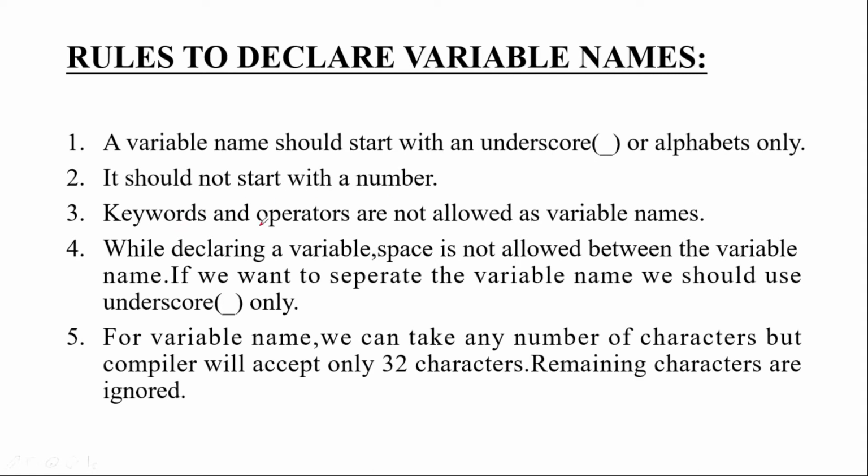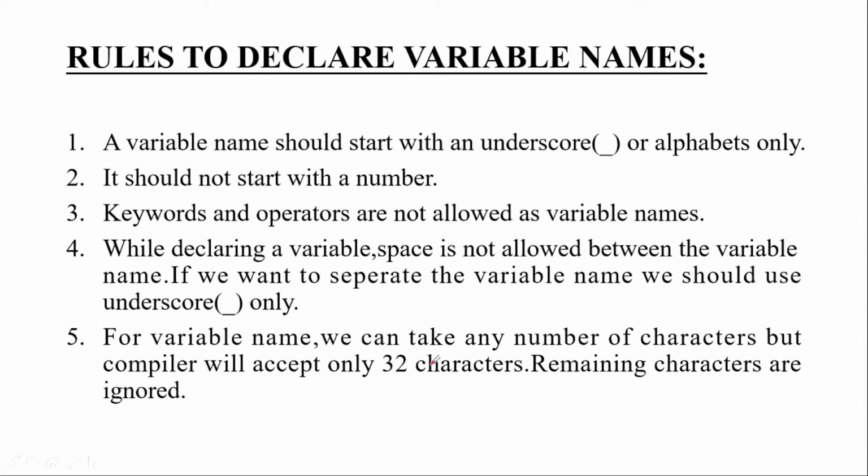Keywords and operators are not allowed as variable names. Fourth one, while declaring a variable, space is not allowed in the variable name. If we want to separate the variable name, we should use underscore only. So whenever you declare a variable, there should not be any space. If you want to separate a variable name, you must use underscore only.